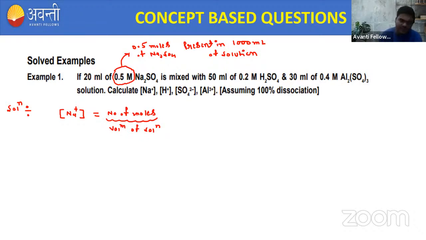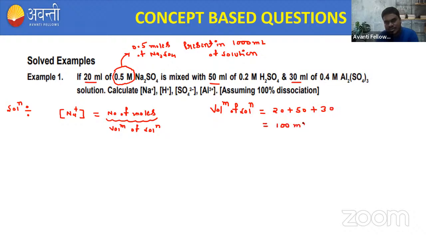So first, let's find the number of moles and find the volume of the solution. What is the volume of the solution? The volume of solution in the given question is 20 ml, 50 ml, and 30 ml. So this is 20 plus 50 plus 30, which comes out to be 100 ml. So this is the total volume of the solution.